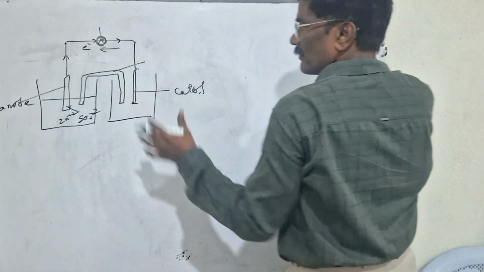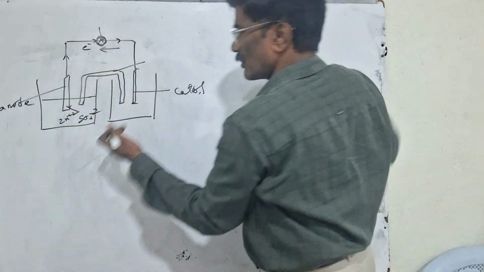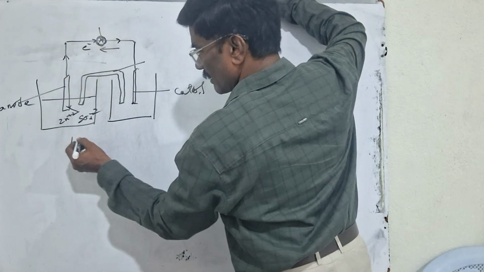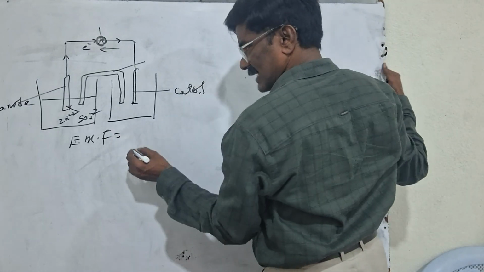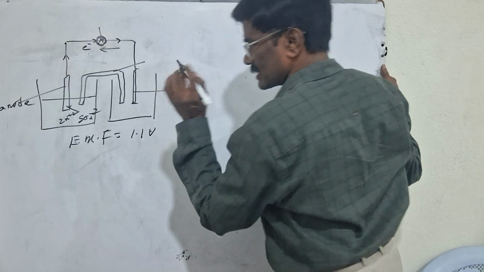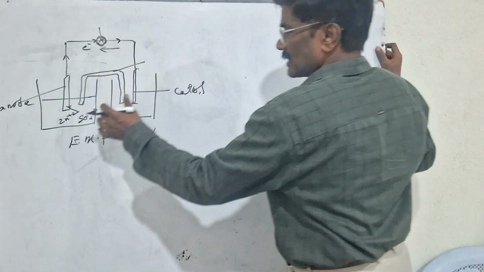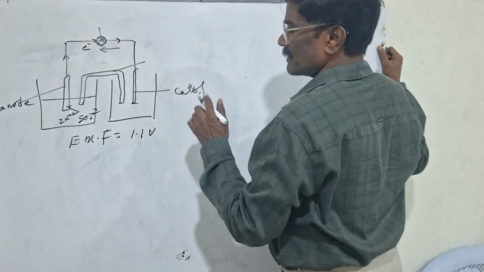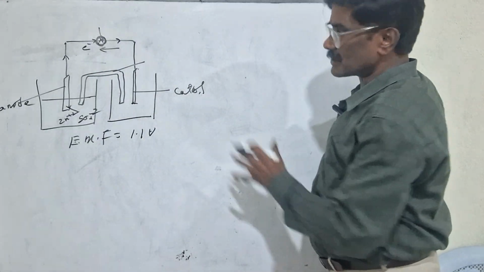Now, this is the Daniel cell. In this, at unit concentration, the voltage or EMF, the electromotive force of the cell, or electrode potential of the cell, is 1.1 volts. So in this, without any external force, we are able to produce current, and we can convert this into an electrolytic cell slowly.